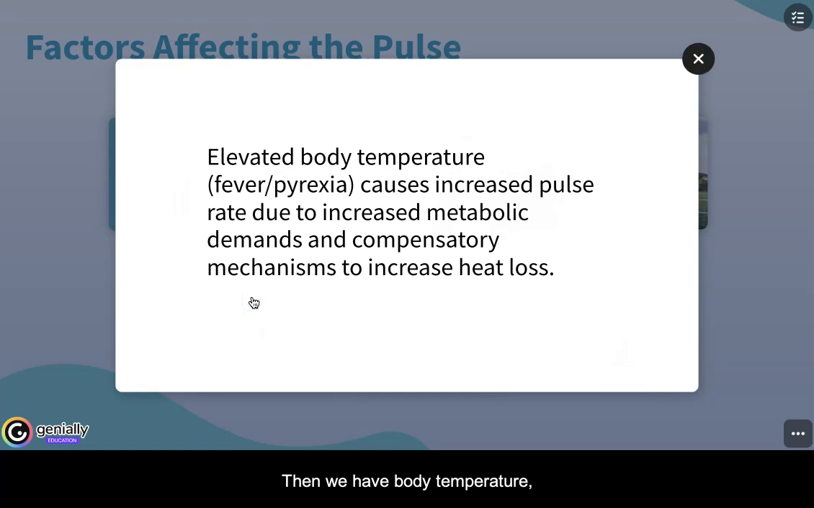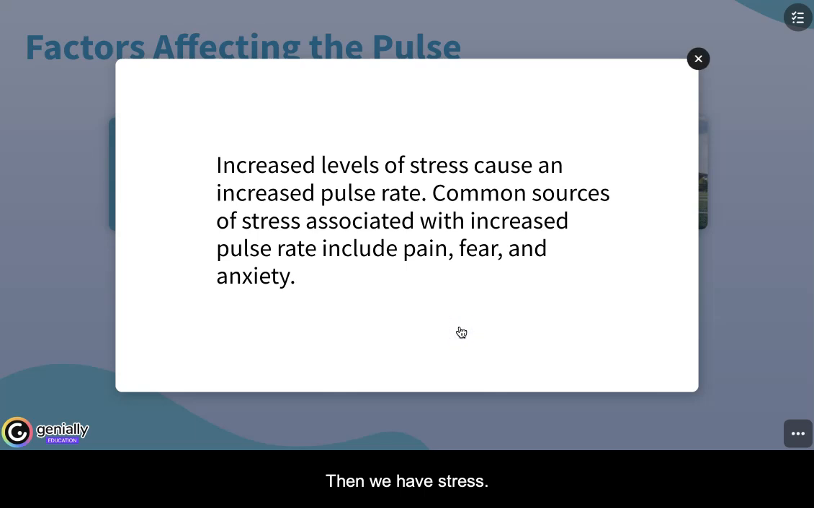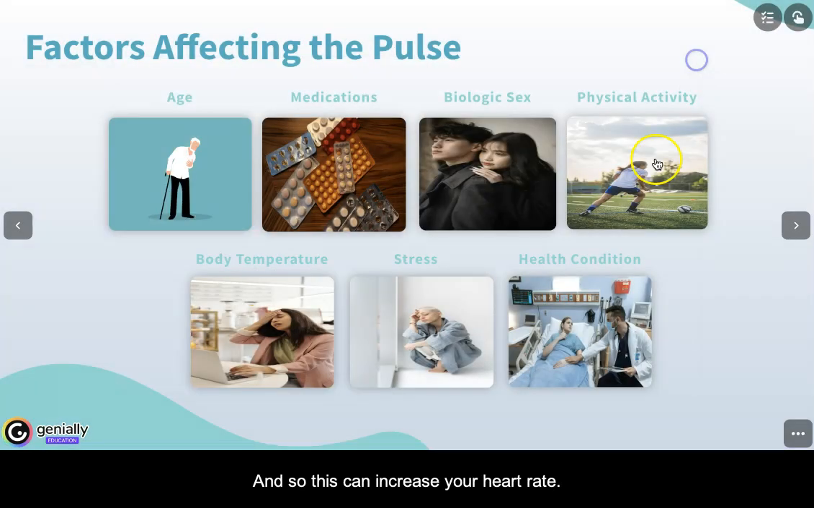Then we have body temperature. When you have a fever, it causes your pulse to increase. Why? Because your body has increased metabolic demands, and so to compensate, your heart beats faster. Then we have stress. Stress can increase your pulse rate. For example, when you're anxious, afraid, or in pain, your heart is beating faster to compensate and circulate the blood. And so this can increase your heart rate.